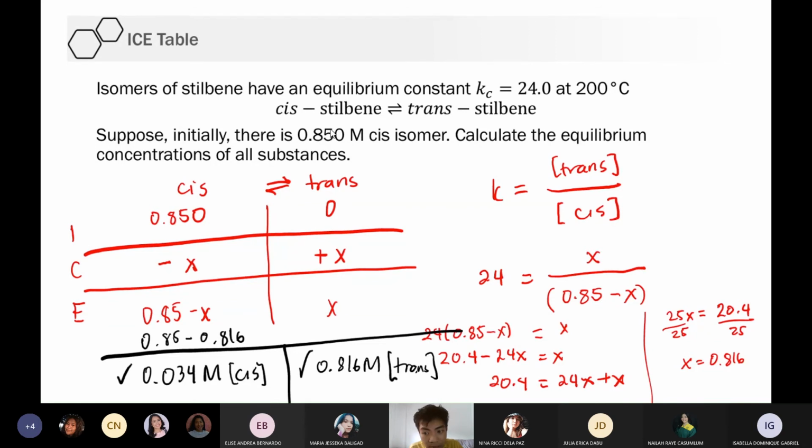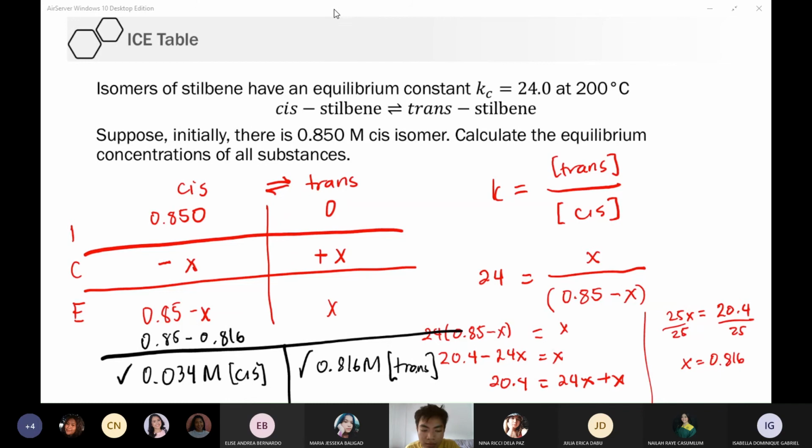So yung I, it will tell you the initial amounts. Andito yun sa problem. Pag wala din sinabi, 0. Yung C, that is the change. We express that in terms of X, no? Kasi we don't know by how much will it change. Okay? So our X could either be positive or negative depending on where the reaction is going.